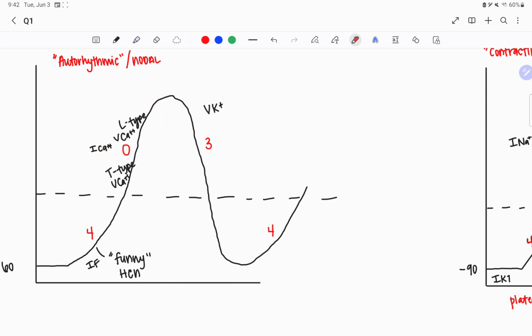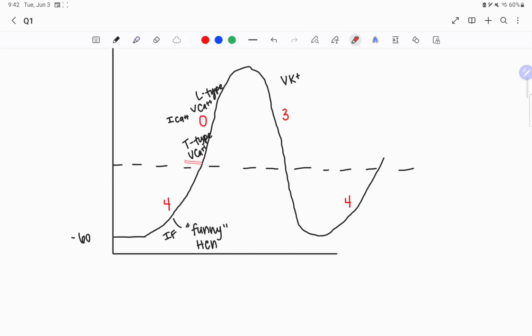The T-type and L-type, the T-type stands for transient, which means it's super fast. So those just open up right away. But then the L-type, they're a little bit slower, but they open up. They both open up right down here. Just as soon as it hits threshold, they both open up. T-type, I think, technically opens first slightly, but it's not a huge difference. Okay, so then those calcium channels open up, and we have our action potential.